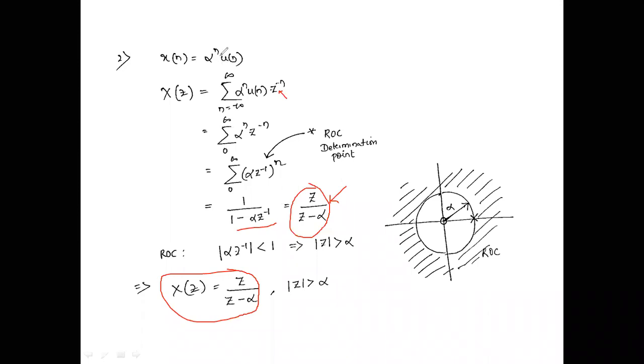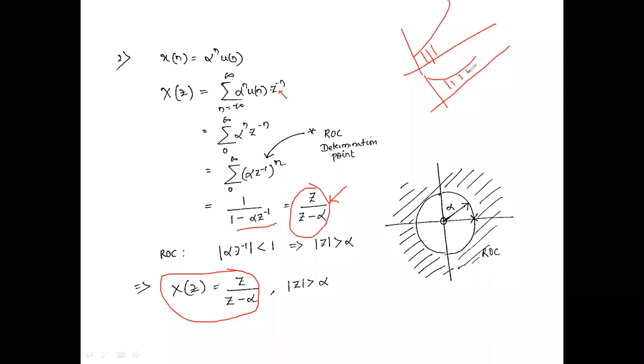Now we know one thing. For alpha greater than 1, it's a growing exponential. For alpha less than 1, this is always going to be a decaying exponential. Let us remember that. Okay, let us go back to the analysis.